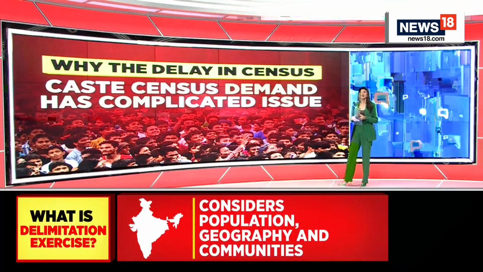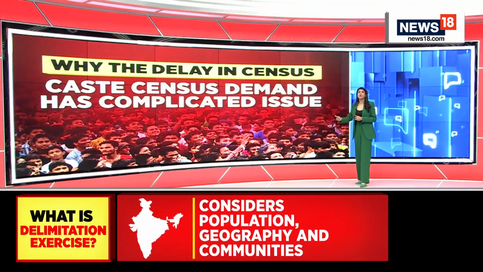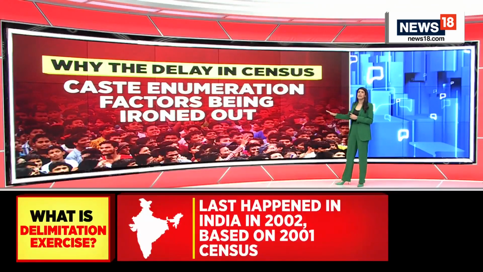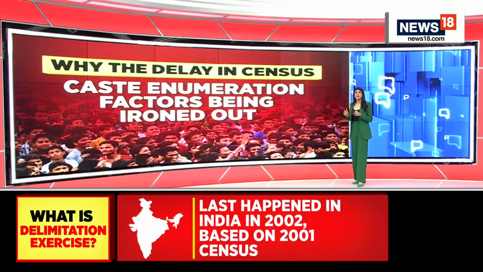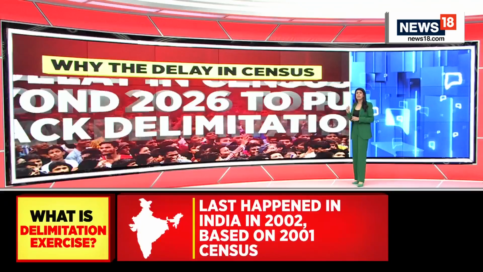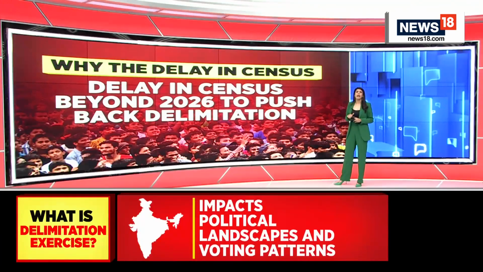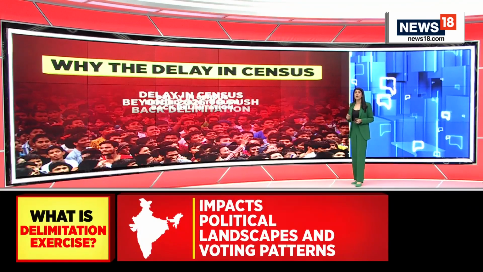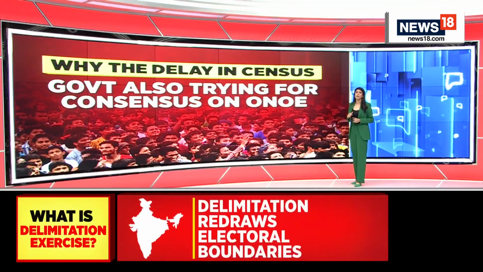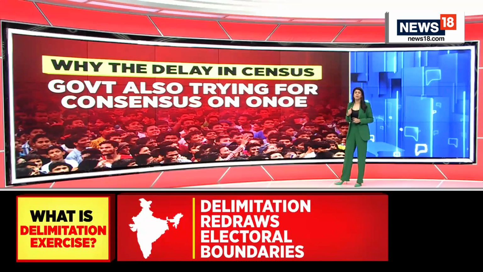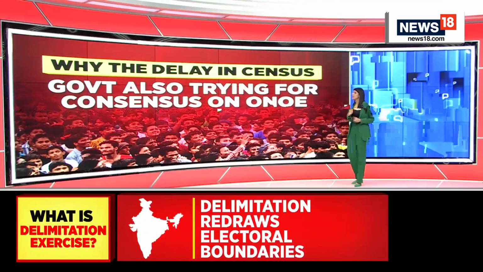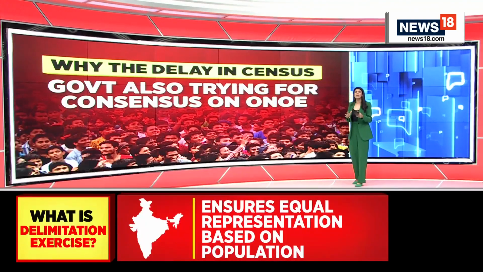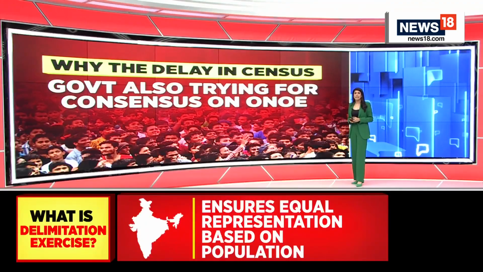Next up, sources have also informed your channel that the caste enumeration factors are being ironed out at both political and administrative levels, further adding another layer of complexity. Even if census is delayed beyond 2026, delimitation exercise may not happen in time for 2029 Lok Sabha elections. The government is now trying to forge census on one nation, one poll as well. So that could be another factor before delimitation actually sees the light of the day. These are some of the hurdles that we will see before delimitation becomes a reality in the country.